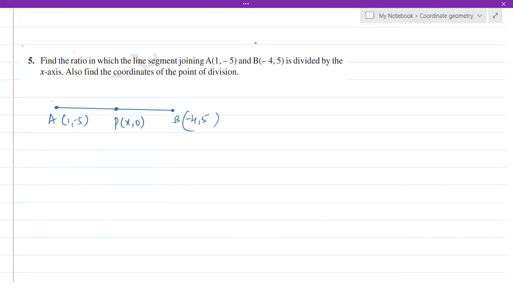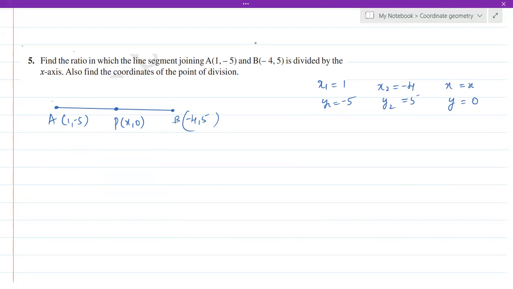Now what we have to find is the x value, and we should also find the m:n ratio. Now, what is x1? x1 is 1, y1 is minus 5. What is x2? Minus 4. What is y2? 5. What is x? x itself. What is y? 0. Usually the point P is x comma y, isn't it?